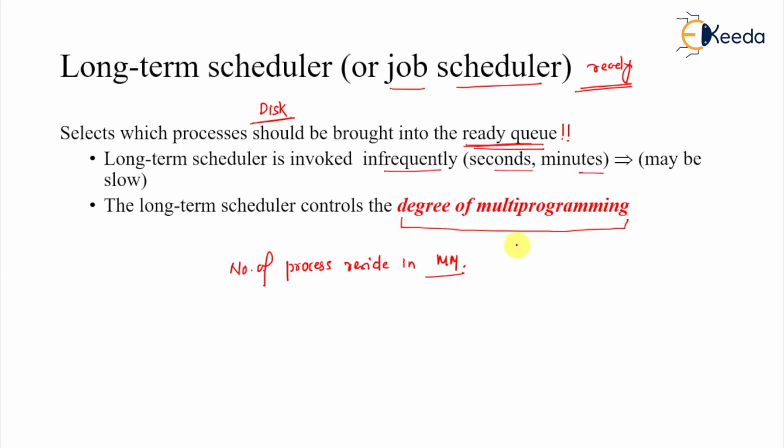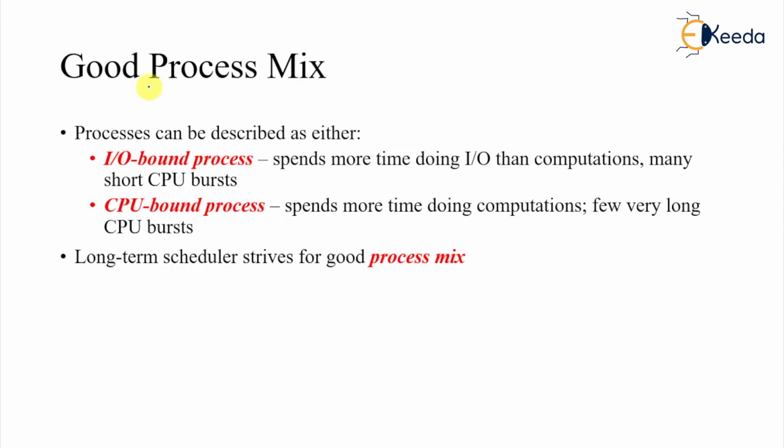If you want multiple processes to be present so that the CPU can switch from one to another, then we have to bring multiple processes into the main memory, and that is how we control the degree of multiprogramming. If the long-term scheduler brings more and more processes, then the degree of multiprogramming will increase.